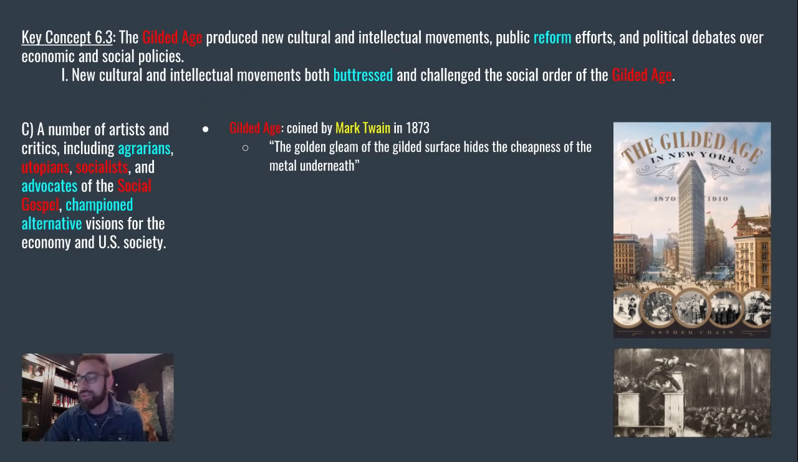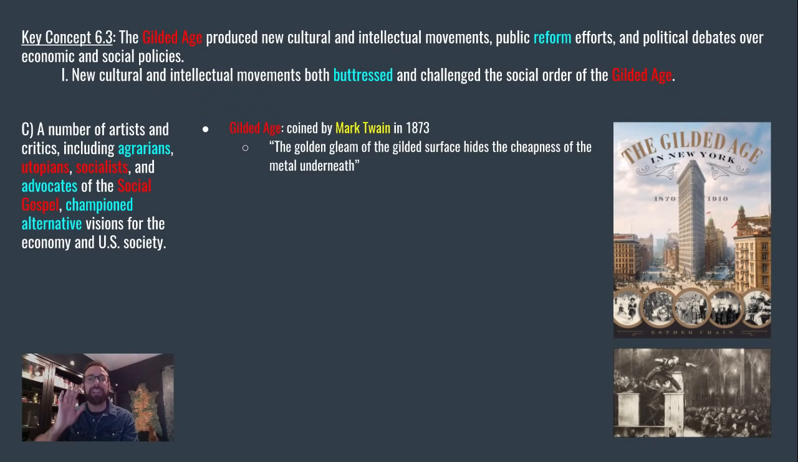And what he said there was, the golden gleam of the gilded surface hides the cheapness of the metal underneath. Now, gilding is a process where you take typically lead or some base metal, something that's not very expensive, and you gild it. You use fire and various chemical processes to put a very thin veneer of gold on the top. So if you're wearing a ring on your finger or a necklace, on the surface it looks like it's pure gold. It's golden, it's gleaming, it's gilded, it's shining, it's beautiful.